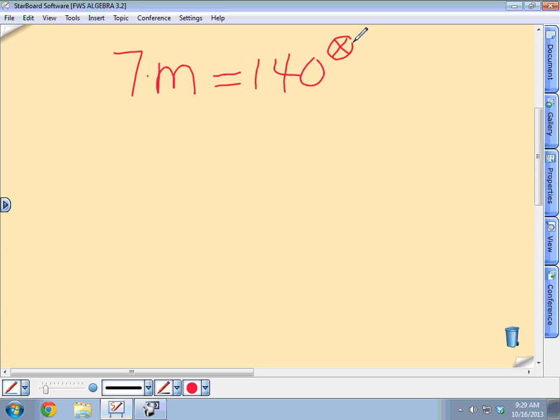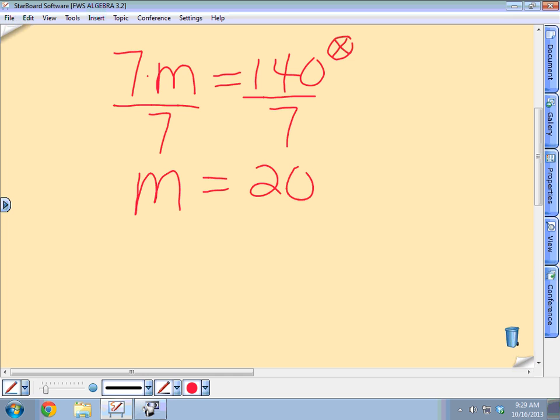What's the opposite of multiplication? Division. So what am I going to divide both sides by? 7. And if I divide those by 7, I get m equals, what is 140 divided by 7? 20. Good. So m is 20. So that's all we're doing for those.